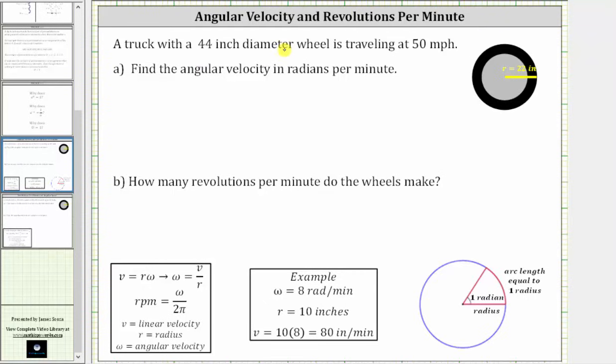A truck with a 44-inch diameter wheel is traveling at 50 miles per hour. A. Find the angular velocity in radians per minute, and B. How many revolutions per minute do the wheels make?